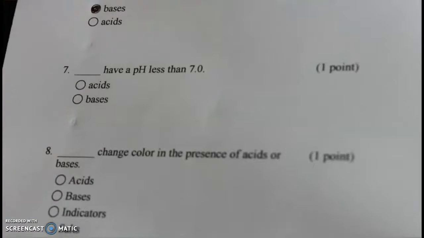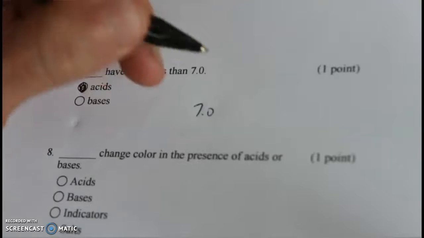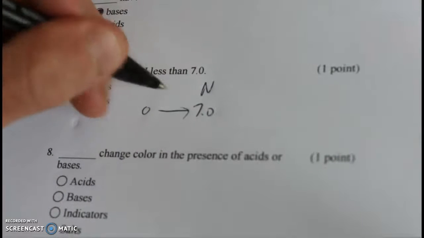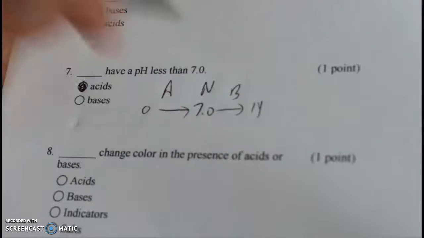Acids have a pH less than 7. So if you have a pH of exactly 7, that is neutral. Anything below that is going to be an acid. Anything above that is going to be a base.